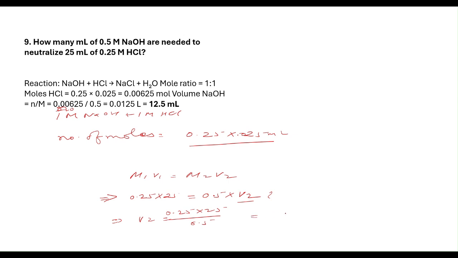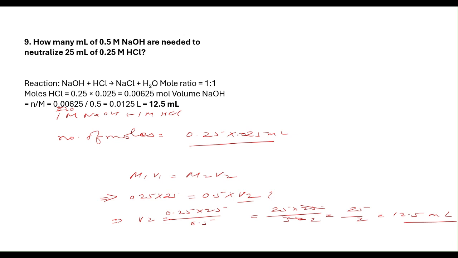We can simplify as 25 into 25 over 50. So 25 over 2 it will become 12.5 ml. So this much ml of 0.5 molar sodium hydroxide is needed to neutralize 25 ml of 0.25 molar HCl.